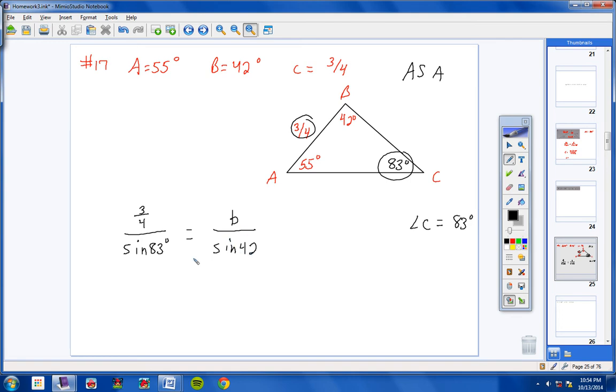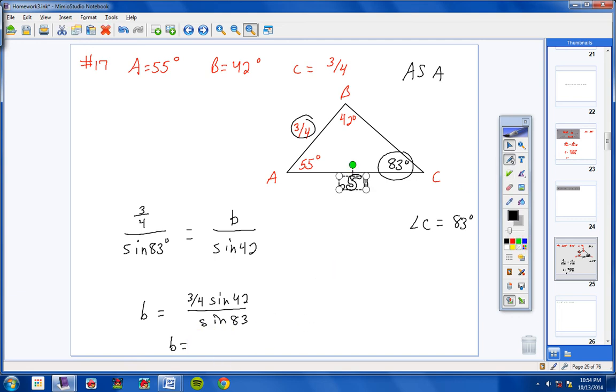Now if we cross multiply and then divide, we're going to end up with this. B equals 3/4 times the sine of 42 divided by the sine of 83. Okay? And if we type that in correctly, we will get out a kind of a weird length, but it is accurate. It's 0.51. Okay? So the length of B is 0.51.